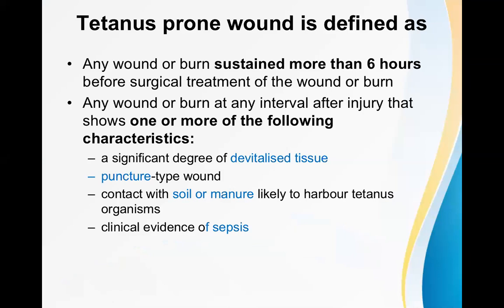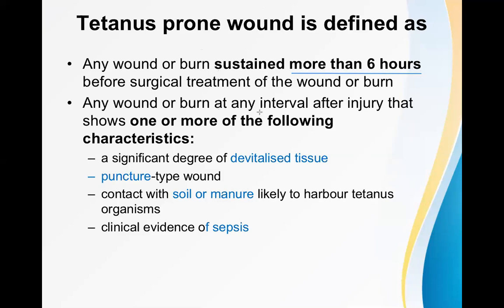See here, a tetanus-prone wound is defined as any wound or burn sustained more than 6 hours before surgical treatment of the wound or burn. So a lot of time is already there before we started the treatment. There's a lot of time lag after the injury and before the treatment is started. So that is more than 6 hours. Even the bones can have those bacteria contaminated there.